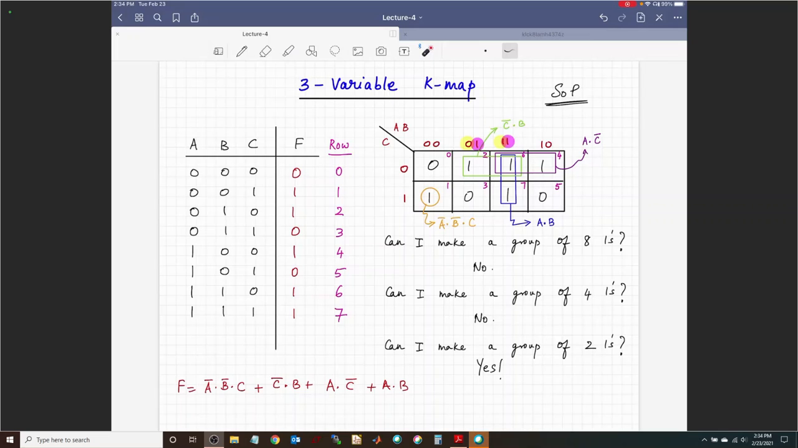We stopped over here. We were looking at why Boolean algebra is not a very good way of logic simplification, and what K-map allows us to do, right? A very systematic approach to logic minimization. And if you follow all the rules, it guarantees you the simplest SOP, or simplest product of sums expression.